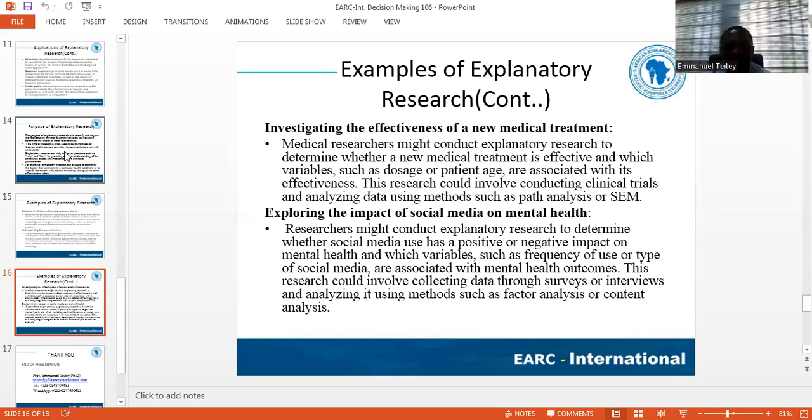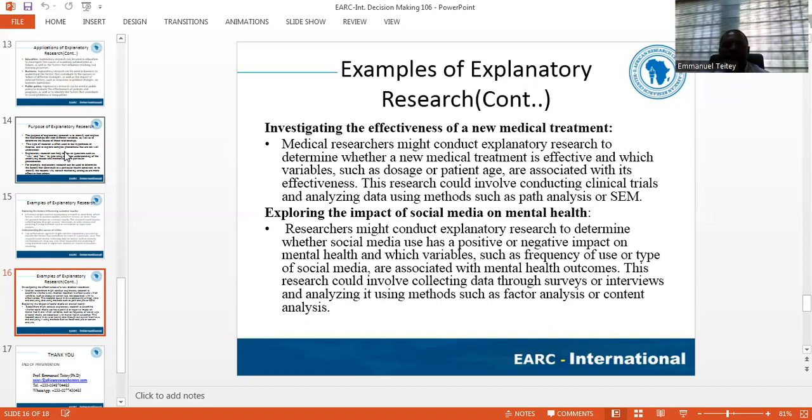Then finally, exploring the impact of social media on mental health. Researchers might conduct explanatory research to determine whether social media use has a positive or negative impact on mental health. Which variable, such as frequency of use or the type of the social media, are associated with the mental health outcome. This research can involve collecting data through survey or interview and analyzing it using methods such as factor analysis or content analysis.